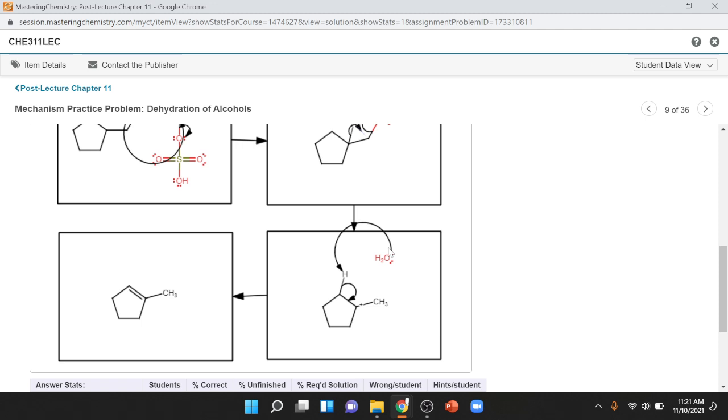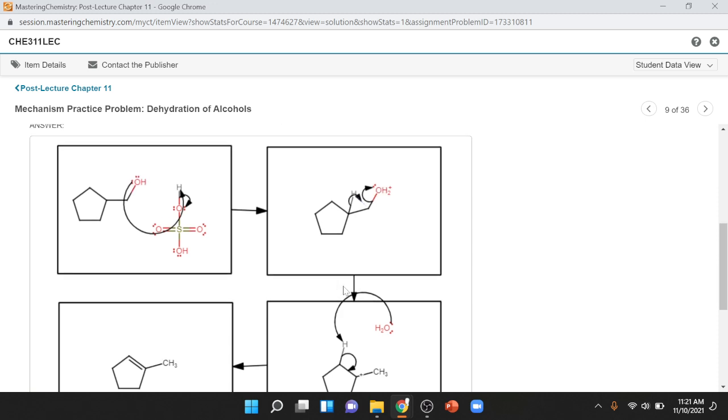Does anybody have any questions or got lost anywhere there? This doesn't form a double bond. This is a hydrogen shift.